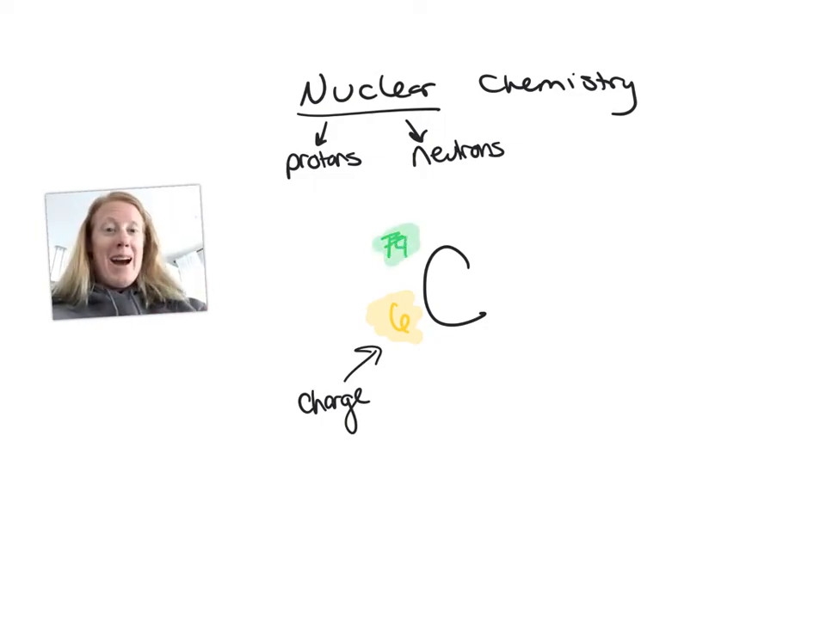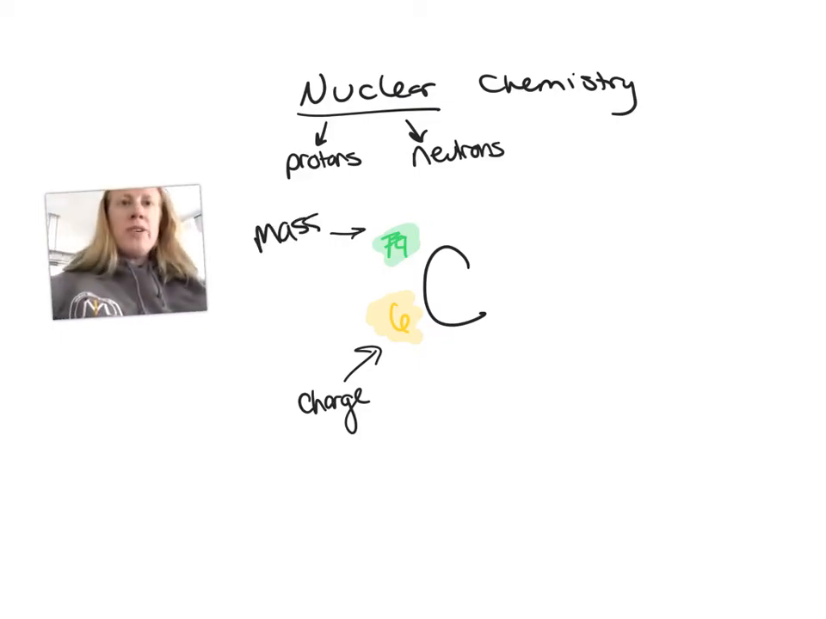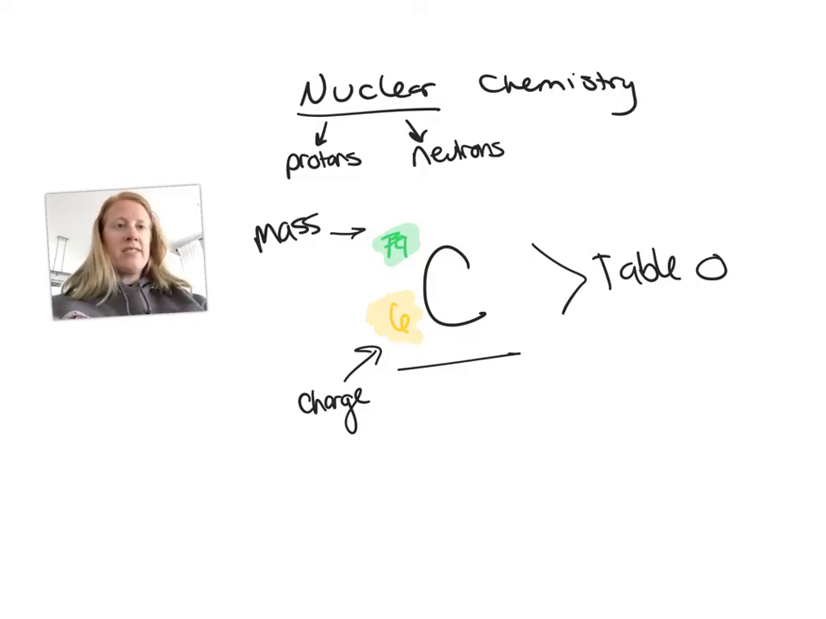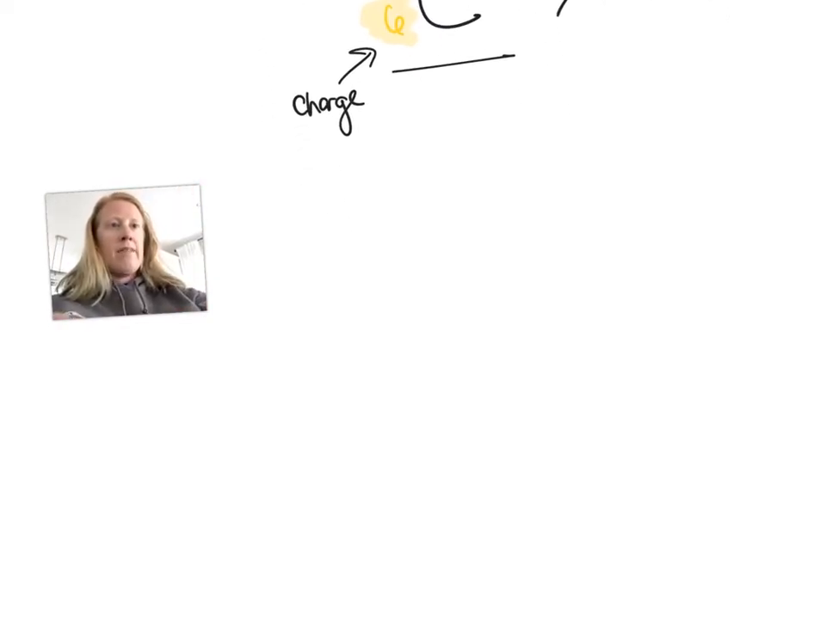Okay, so this top number is your mass. And you can see a bunch of important nuclear particles on table O. I know a bunch of you are like, I have no idea what my reference table is. That's fine, okay? But in nuclear chemistry, instead of just things like CO2, you're going to see nuclei like this. And we're going to talk about their charge, and we're going to talk about their mass and how they change over the course of a nuclear reaction, all right?